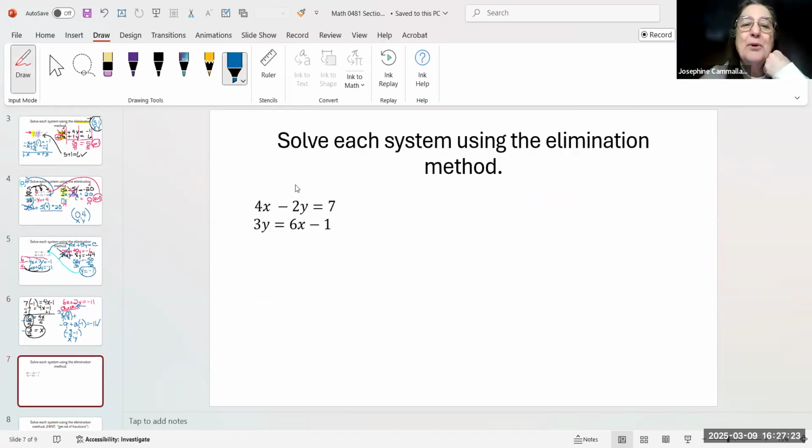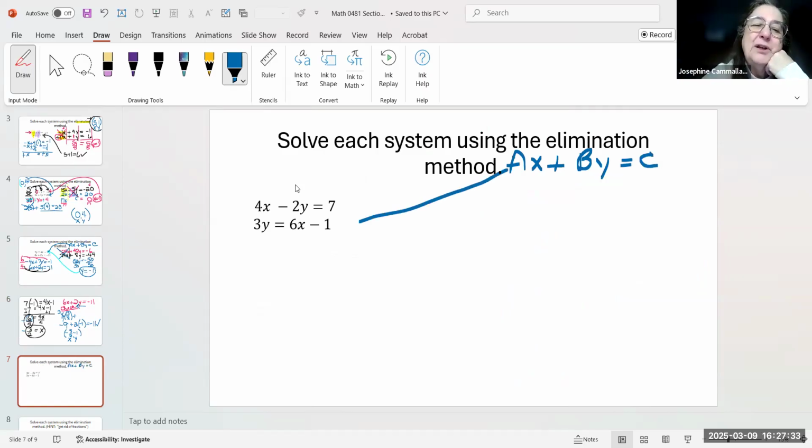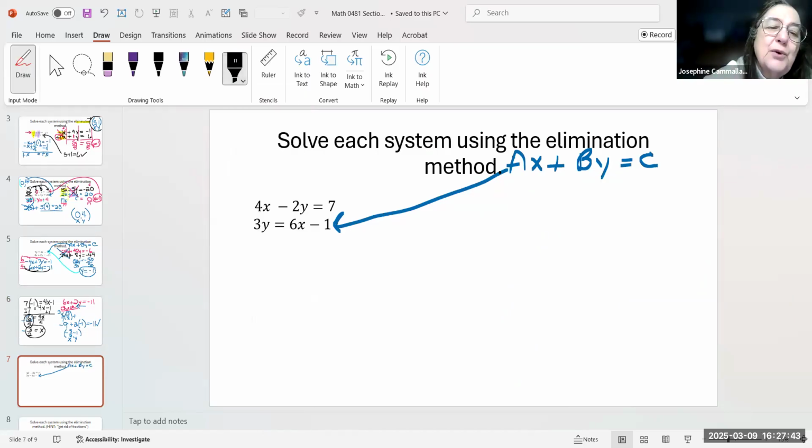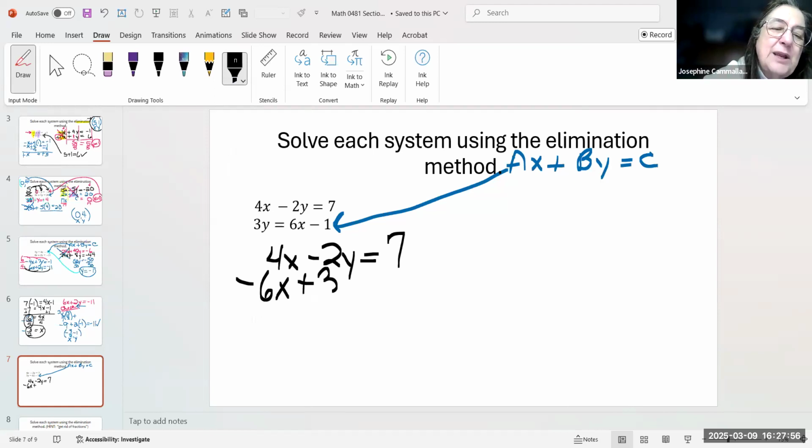Okay. Now remember, ax plus by equals c. Well, look at this equation right here. It's not in that form. So here we go. We're going to write 4x minus 2y equals 7. And I'm going to get a negative 6x plus 3y equals negative 1.